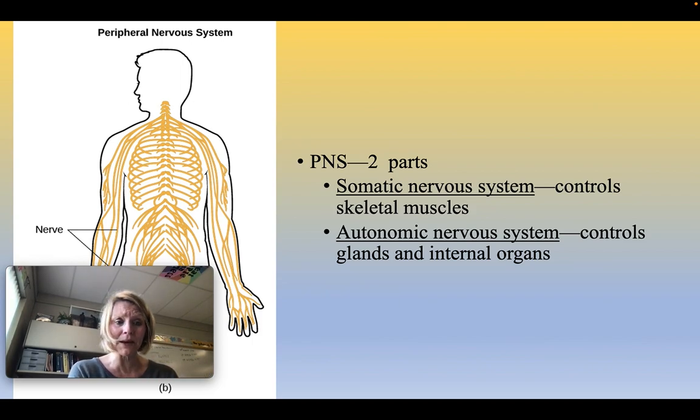The autonomic nervous system is automatic, meaning we don't control it. It's involuntary. This is what controls our glands and our internal organs. So for example, right now, my kidneys are filtering all the stuff out that needs to be taken out of my blood and my body. The kidneys are doing that. I have no control over that. That's part of the autonomic branch of the peripheral nervous system, the autonomic nervous system.